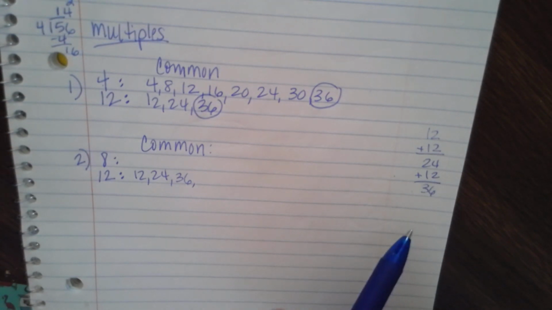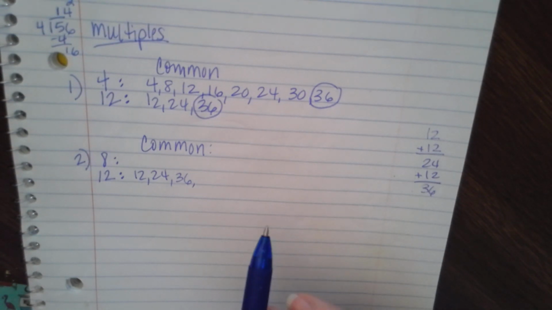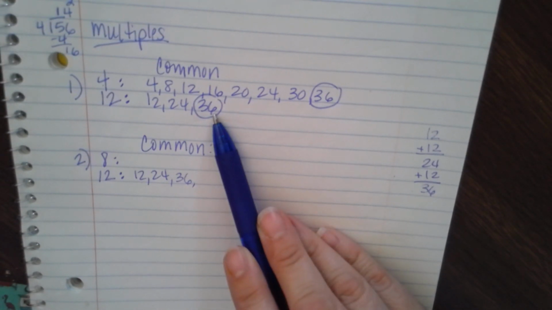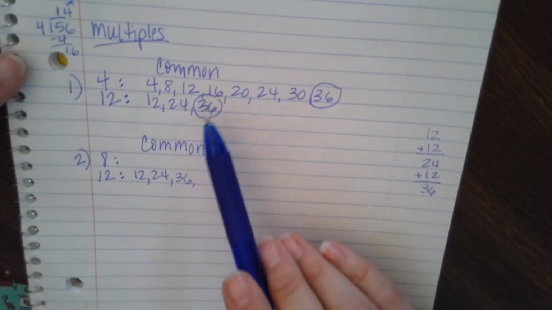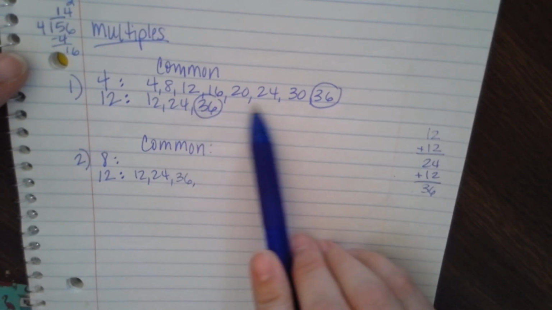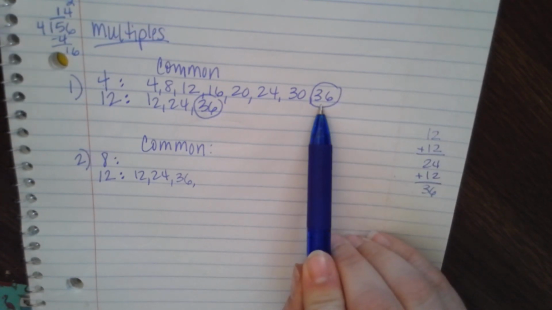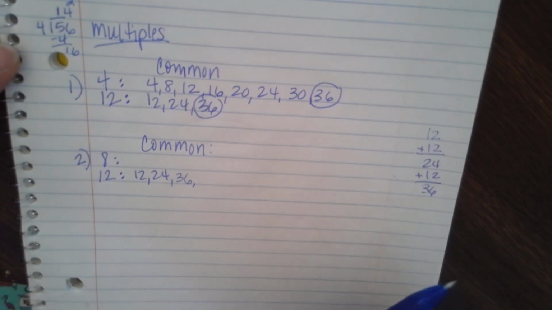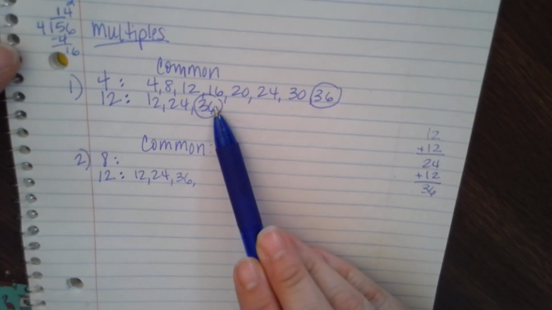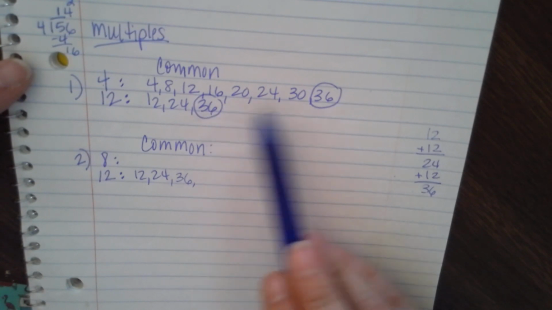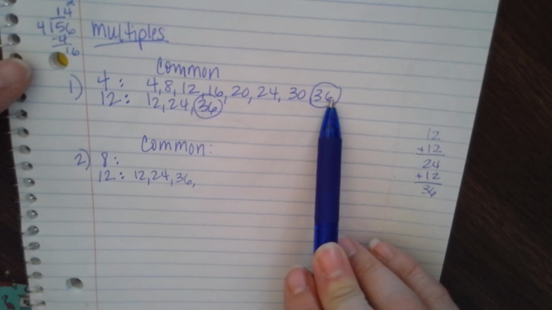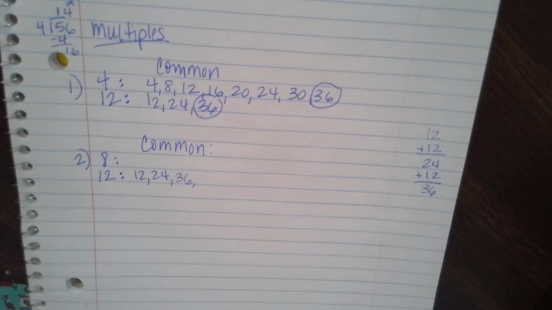Any numbers I write up here, I could write 48, it's not going to match up with anything. I stopped at 36. I'm not going to keep writing my multiples of 12 because 36 is the biggest number I have for 4. That's why I only have 3 multiples for 12, but I have so many more for 4.